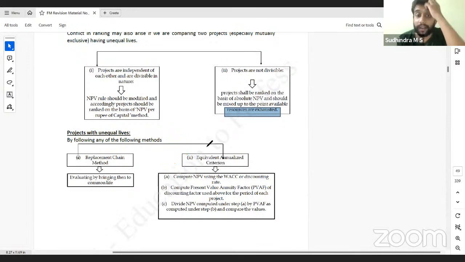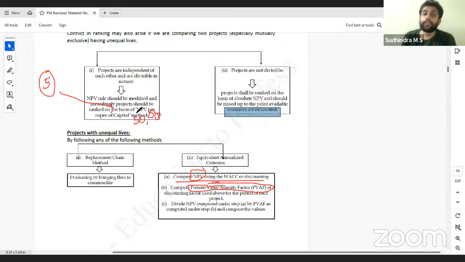Equivalent annualized criteria. Here, first you calculate NPV normally. Compute NPV using the WACC or discount rate. Compute the present value annuity factor. Now, let's say the NPV for 5 years put together, for 5 years, is 50,000. Now, for all those 5 years you have calculated the discount factor.